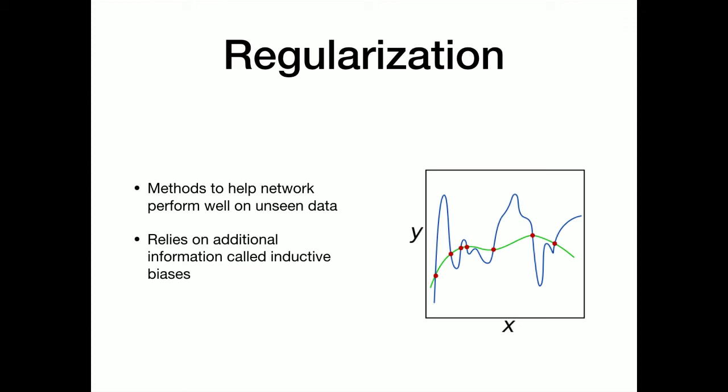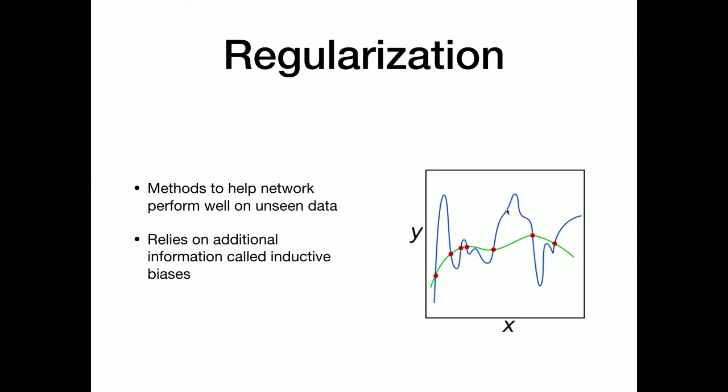And you do this by relying on additional information that you can call inductive biases. So in this case, if you ask the neural network, should I use the blue function or the green function? Neural networks would definitely say, well, the blue function is just better. Look at it, it's wonderful. But as humans, you can see that if you had to bet money on it, you would say green for sure. And that's one of our inductive biases. You like things that are smooth. You don't like things that are weird.